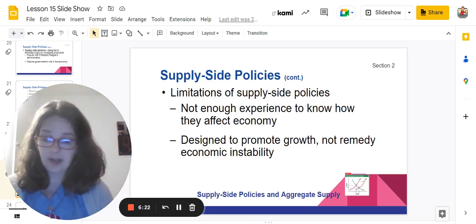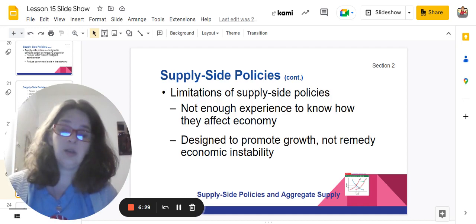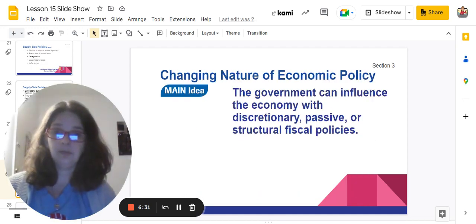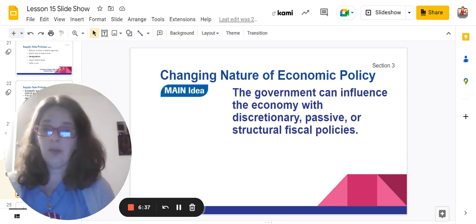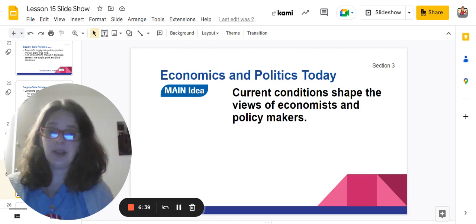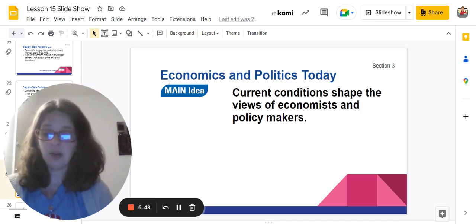Supply side economics and demand side policies both have some goal of increasing production and decreasing unemployment without increasing inflation. The government can influence the economy with discretionary, passive, or structural fiscal policies. Current conditions shape and view the economists and policymakers. Supply-side policies target producers to stimulate their output, thereby providing jobs.